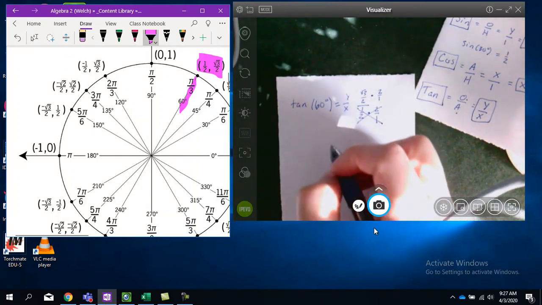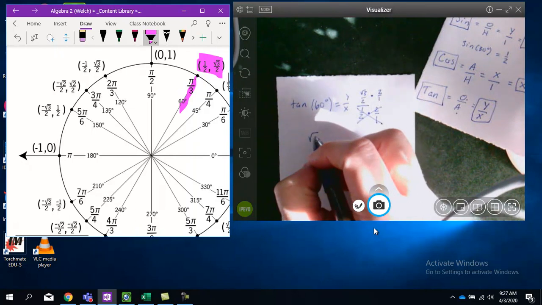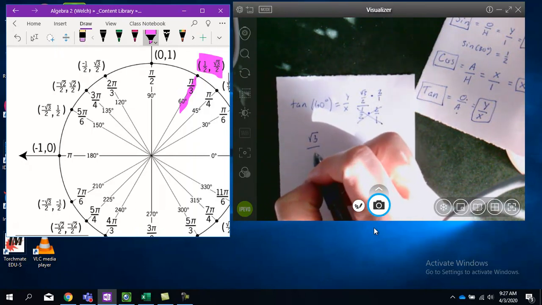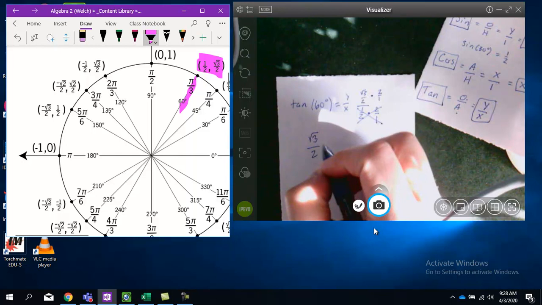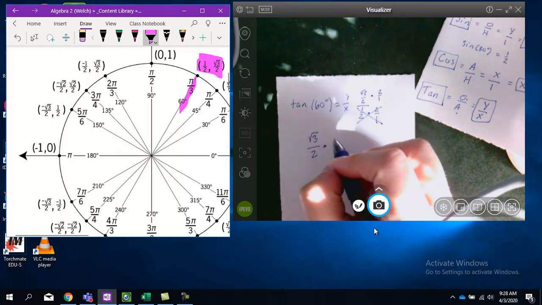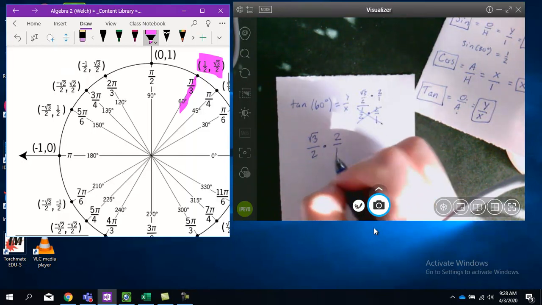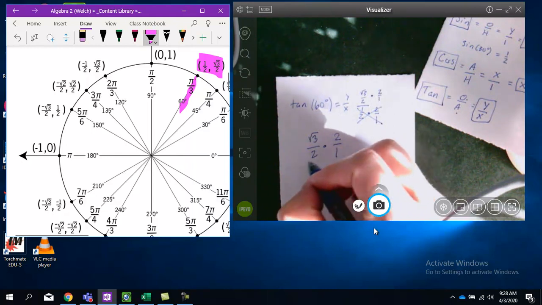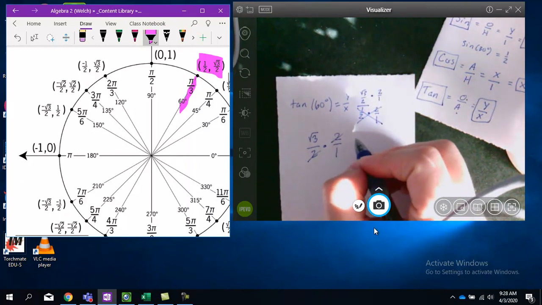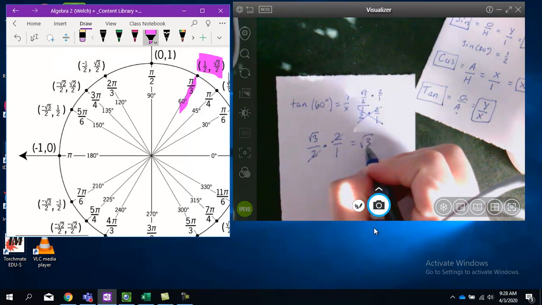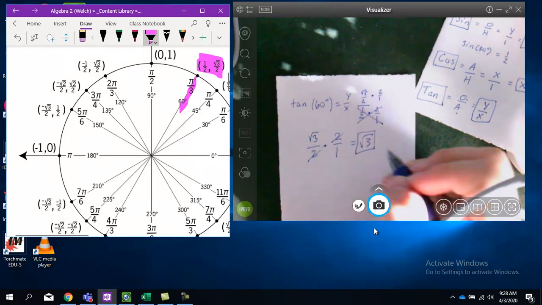Okay, so what we're left with is root 3 over 2, times 2 over 1. It's really common that you'll see the 2's cancel even on a diagonal like this. It turns out it's root 3. And there's our answer to that question.